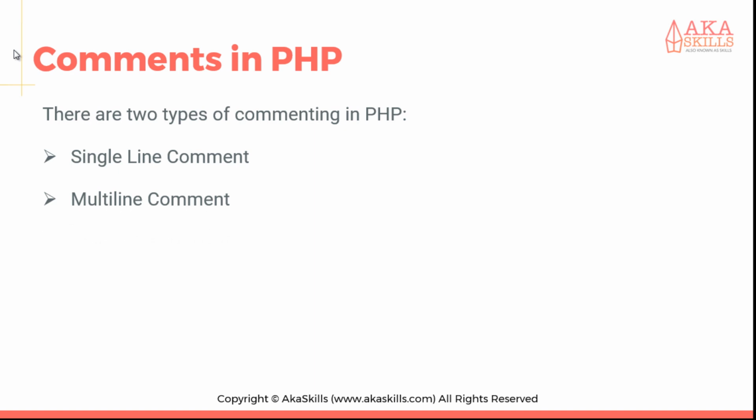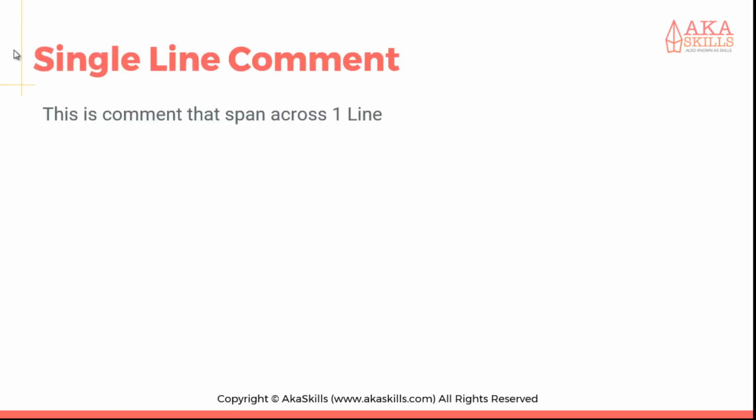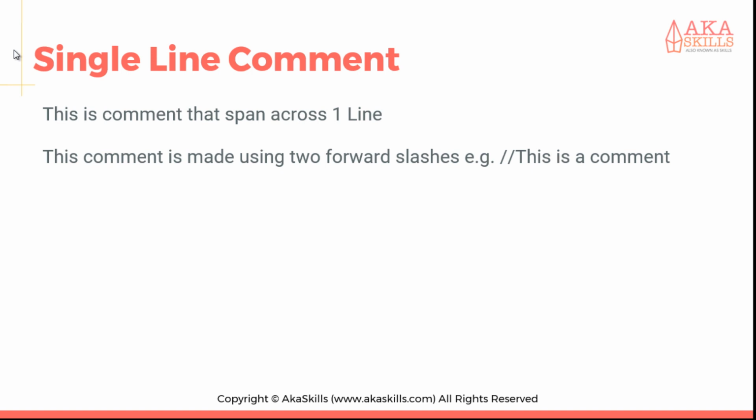For those of us who have prior knowledge of programming, we might have an idea of what we're talking about. Let's see them in action. We'll start with the single line comment. As the name implies, the single line comment is the kind of comment that spans across one line. This commenting is made using two forward slashes.